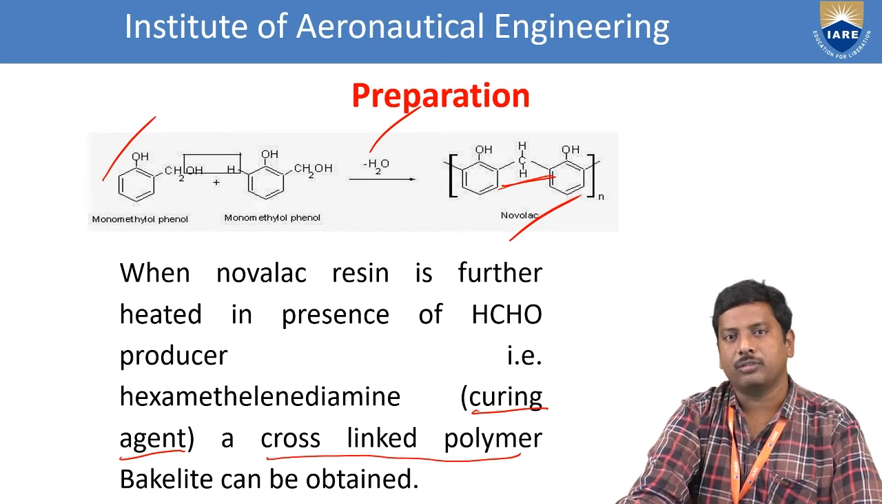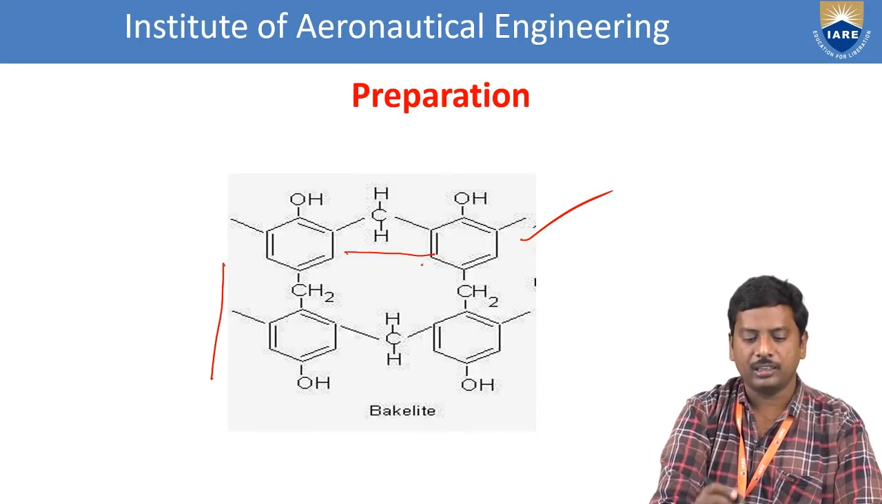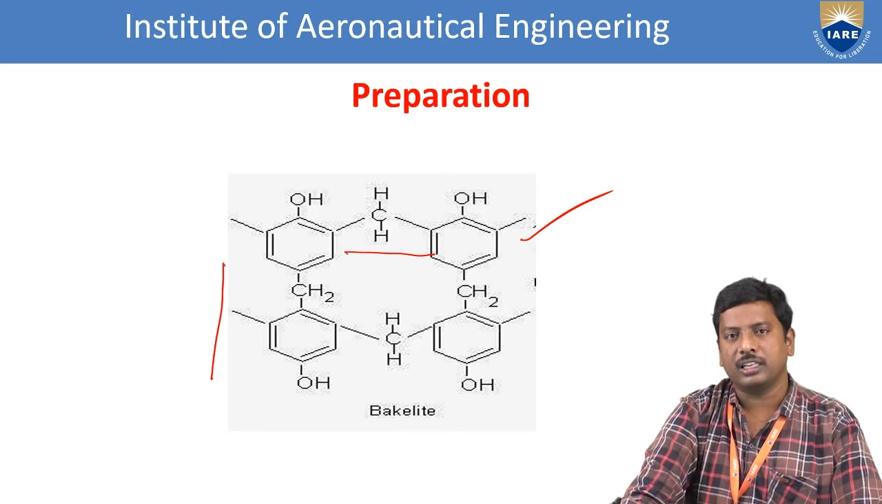The novolac resin has a horizontal link, and further it undergoes heating in the presence of formaldehyde. It gives a cross-linked polymer. The heating process is step 3 in bakelite formation. Finally, that agent is a curing agent, and we get a cross-linked polymer, which is highly stable. The cross-linked polymer contains both horizontal links and vertical links. Okay, so this is about the preparation of the bakelite.